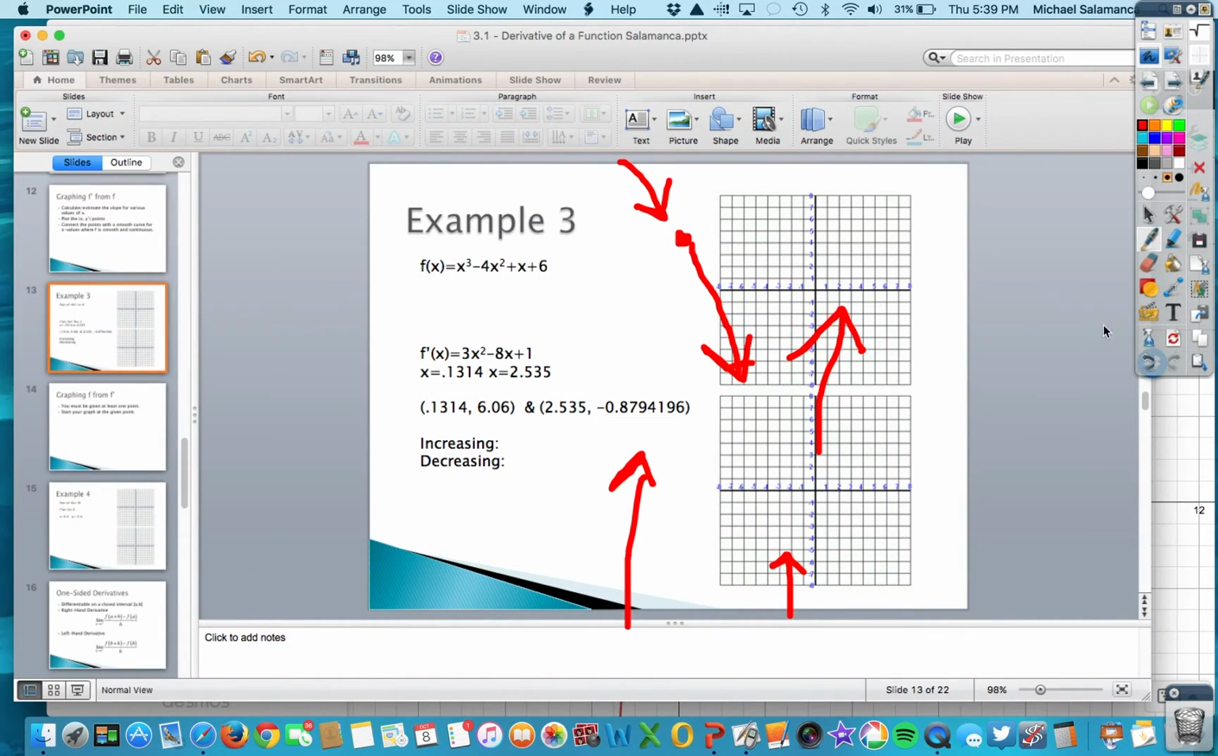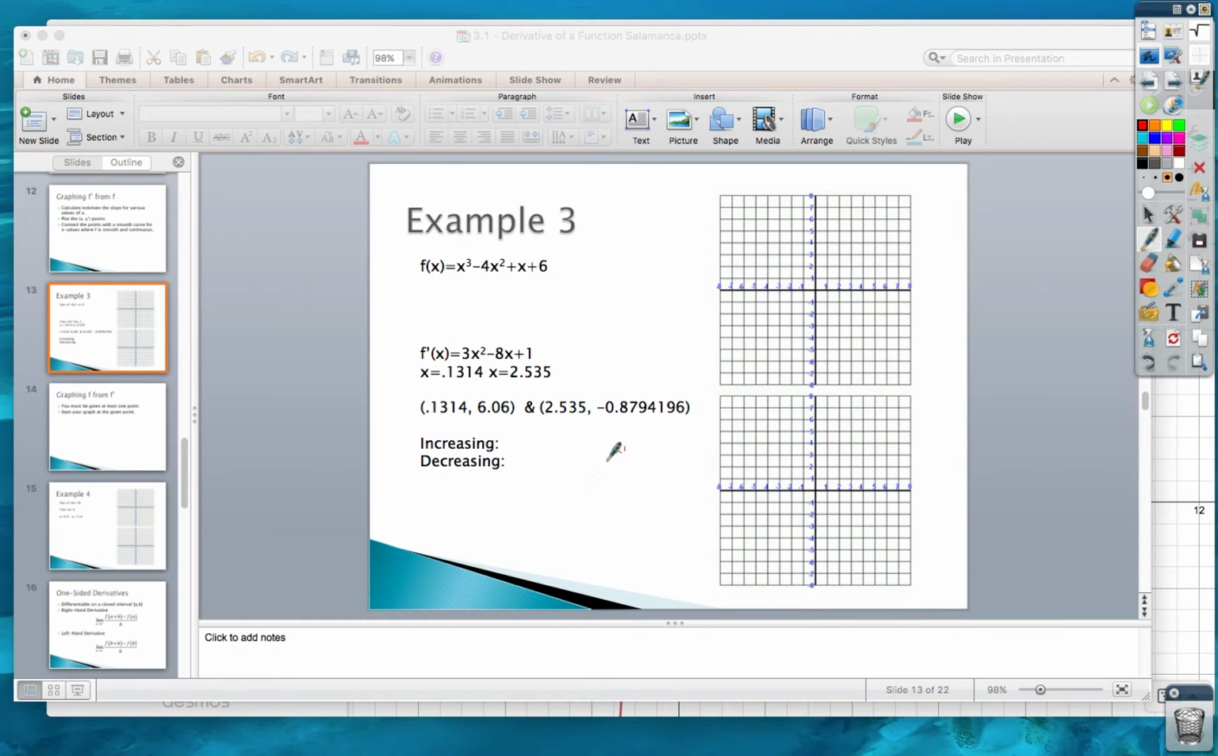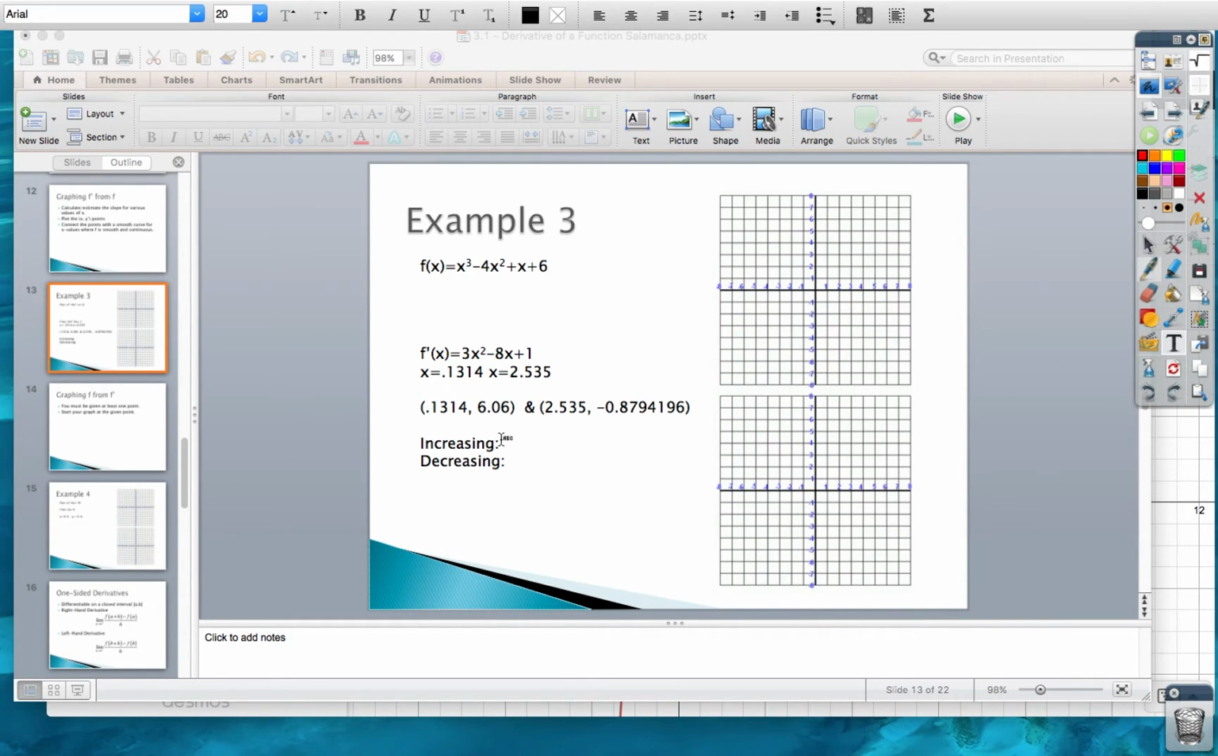So taking what we know, this function is increasing from negative infinity to 0.1314. And then you'll notice that it starts decreasing from 0.1314 to 2.535, when it starts increasing again, because it is a cubic. And then it keeps increasing from 2.535 to infinity. So that's how we use these critical points to help us determine increasing or decreasing values.